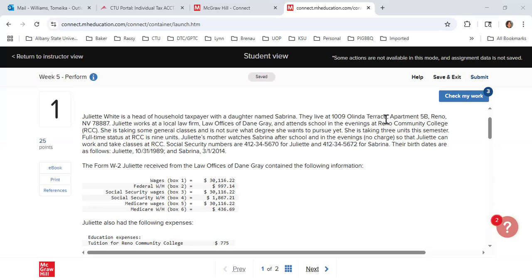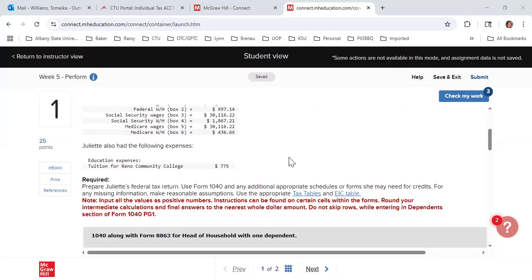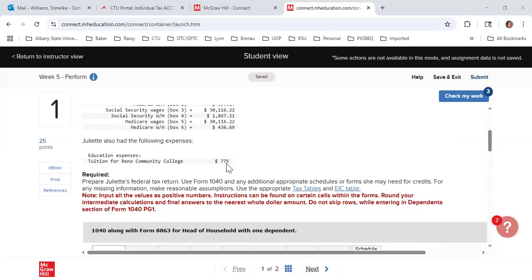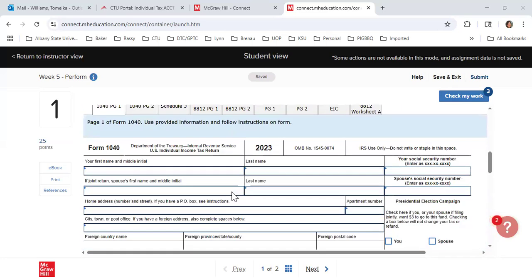We have the dependents information and their birth dates. We have the taxpayers' W-2 information. Also, we have their tuition statement or tuition information. And so we are to complete a 1040. As you can see, we have to do a Schedule 3, Schedule 8812, as we normally do, Form 8863, which deals with tuition, and Schedule EIC for earned income credit. So it's going to be a lot of back and forth. We want to start with this preliminary information.